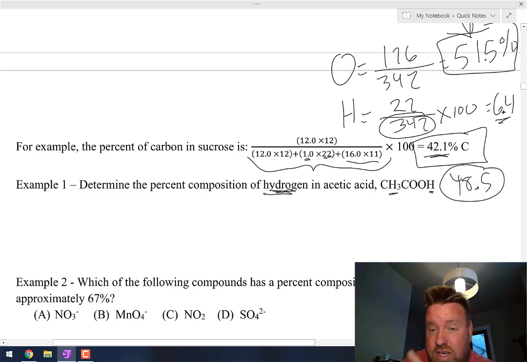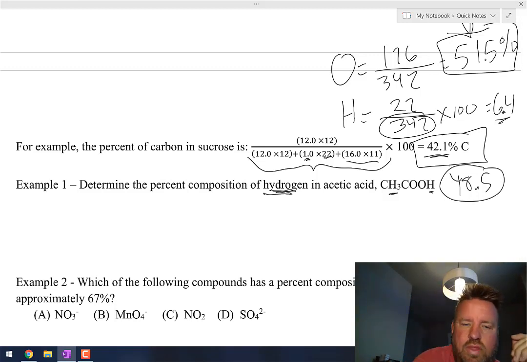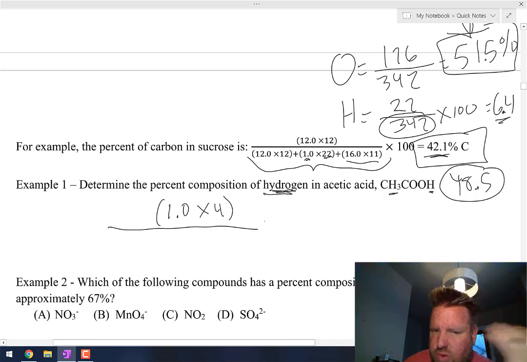Don't forget that. That's an easy mistake to make: well, which hydrogens? Well, certainly all of them. So there's 4 hydrogens and each has a mass of 1. So 1 times 4 is going to go on top. And again, you could just write 4. I'm just showing the whole thing.